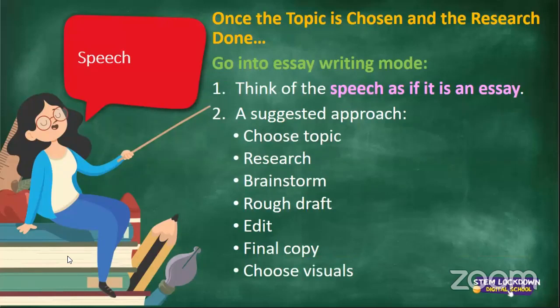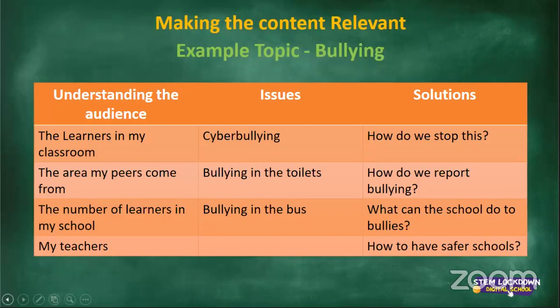Okay, once your topic is chosen, let me quickly read what Lionheart is saying. How to solve the problems about bullying, but there are so many different types of bullying. Yes, Lionheart, let's quickly go back to this table. Remember, I gave you guys an example topic, bullying, right? And it's a very big topic. Bullying happens everywhere. So if you had to take that topic and you have to make the content relevant, right? You would first look at who you are presenting that topic to. So you're presenting that topic to the learners in your classroom. Who else are you presenting the topic to? To the peers from the areas where you live. The number of learners in my school, my teachers. So now you would know what type of bullying to address.